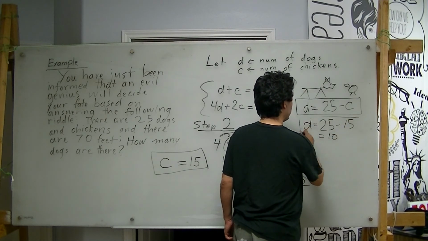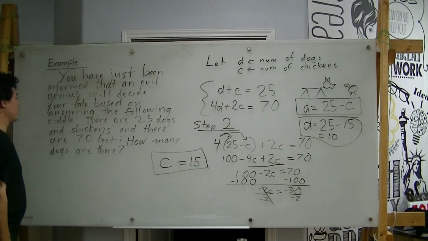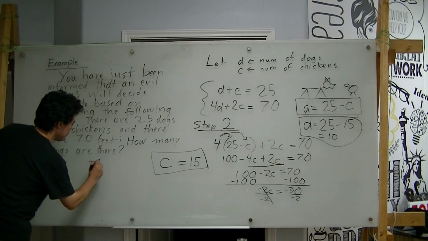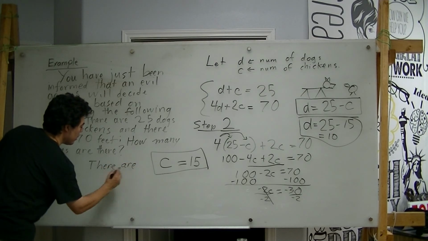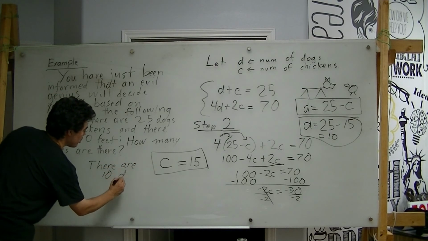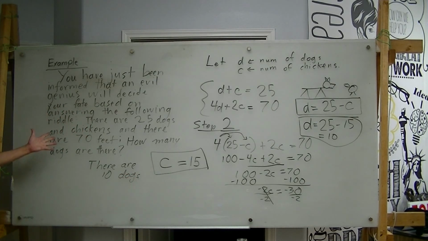So we can now answer the riddle. There are 10 dogs. Okay? Ta-da! Another linear equations problem. It's beautiful. It's wonderful. It's magical. Ta-da!